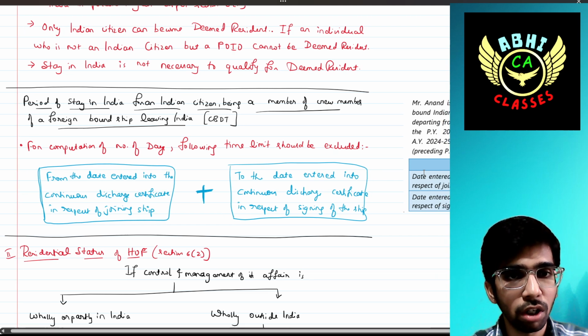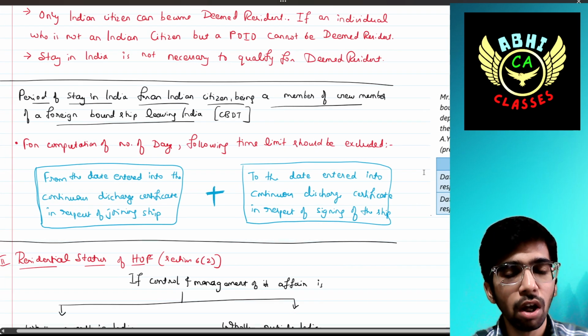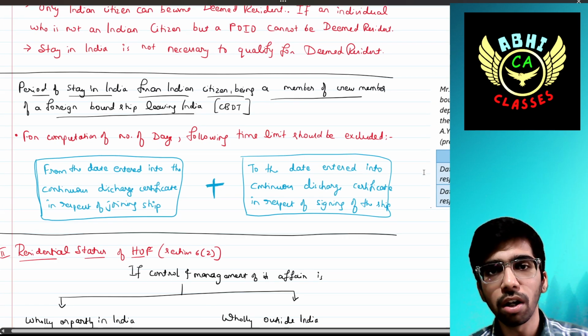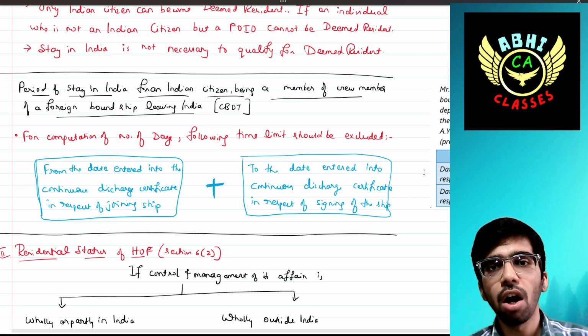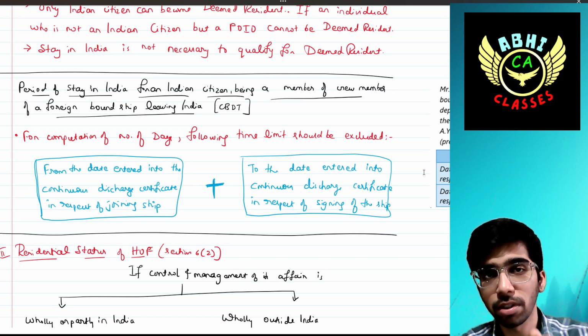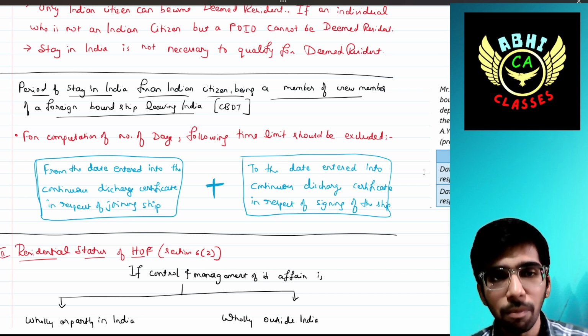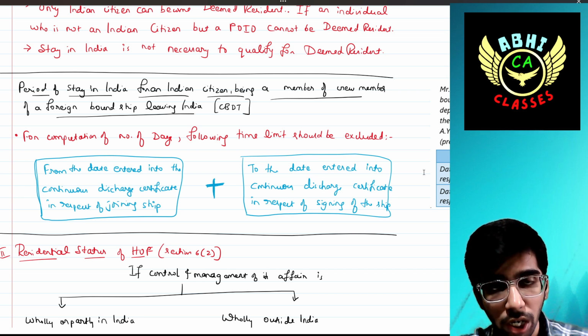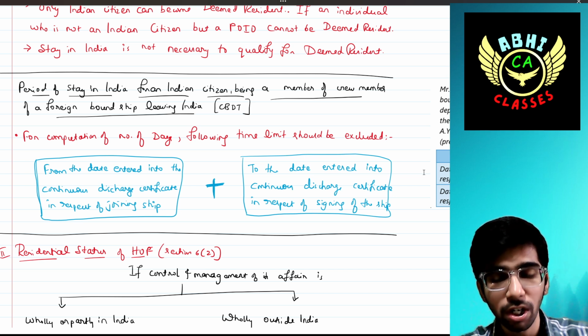Very interesting concept. There is one formula for the period of stay in India for an Indian citizen being a crew member of a foreign-bound ship leaving India. This is a CBDT circular. For computation of number of days, the following time limit should be excluded. We should not count the following period. What is the meaning of the formula?